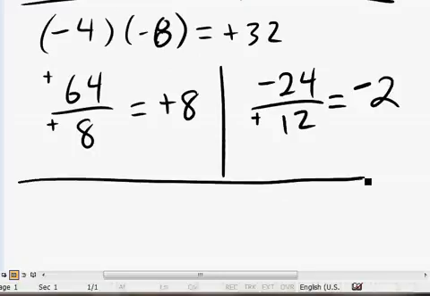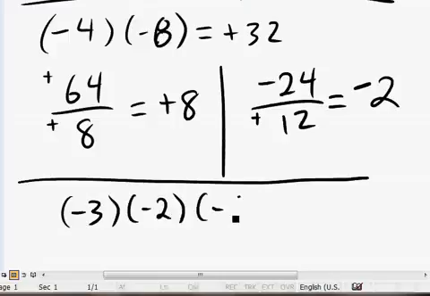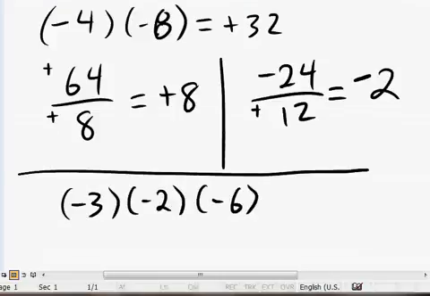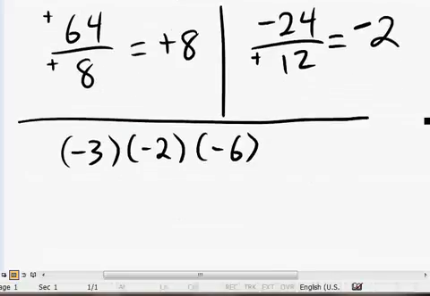Okay, one more. How about negative 3 times negative 2 times negative 6? In this case, we're doing two at a time. I'm going to do the first two first. Because they're both negative signs, the answer is going to be a positive. And then 3 times 2 is 6. Then you carry the other one down, negative 6.